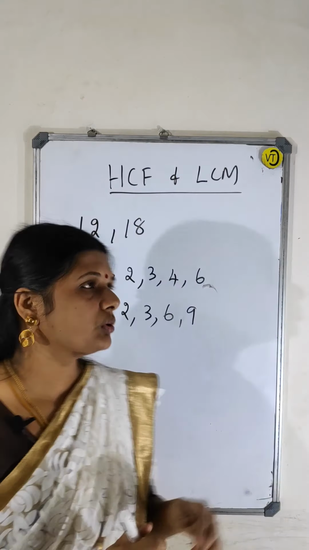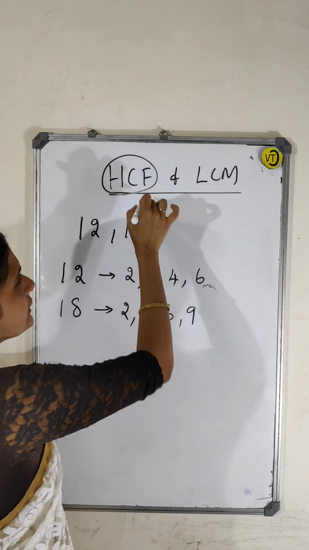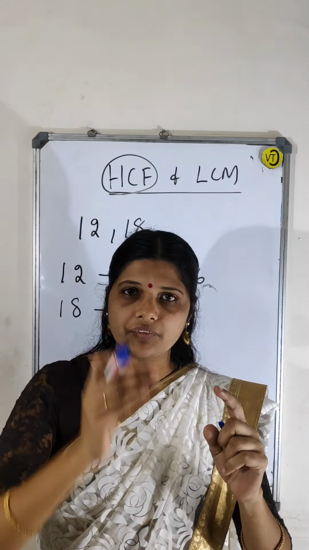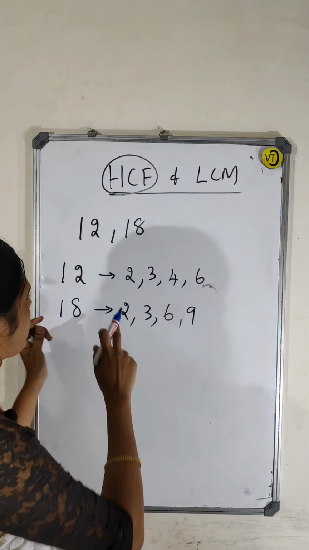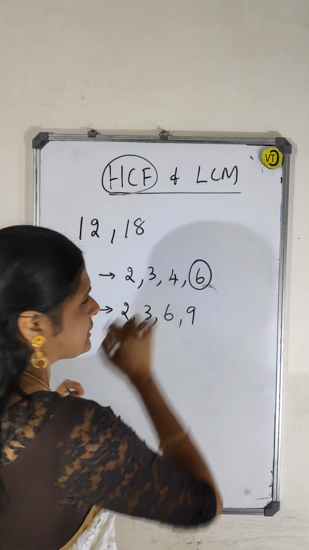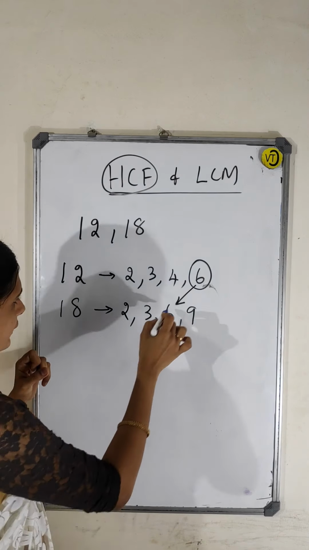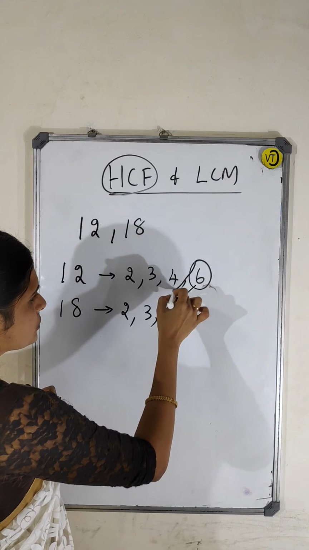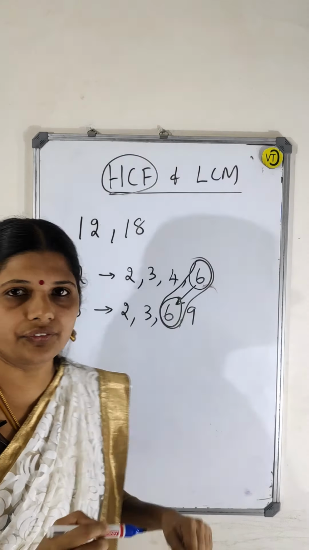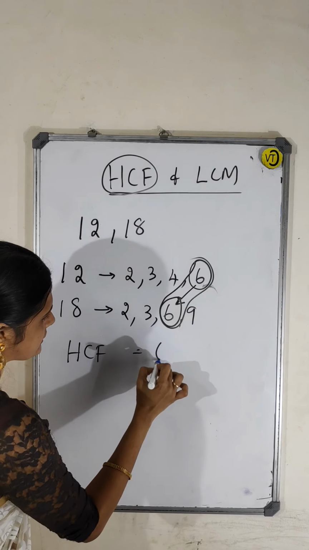Now you tell me, for the highest common factor, what is meant by common? The common number, the very same number. What is the common number here? The biggest one is 6, right? For this one, the common number is what? Again here also 6 is there. So 6 is the HCF, correct? HCF is 6.